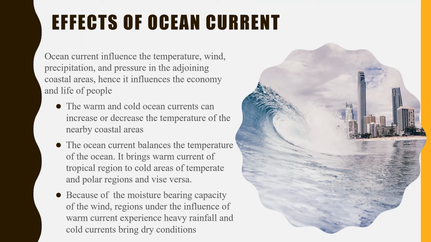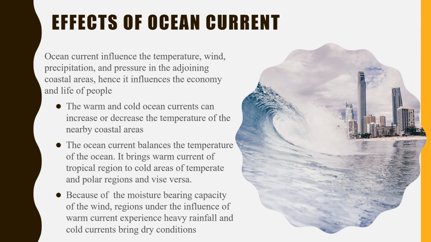Effects of ocean current. Ocean current influences temperature, wind, precipitation and pressure in the adjoining coastal areas. Hence, it influences the economy and life of the people. Warm currents and cold currents can increase or decrease the temperature of the nearby coastal areas. The ocean current balances the temperature of the ocean. It brings warm current of the tropical ocean to cold areas of temperate and polar regions and vice versa.